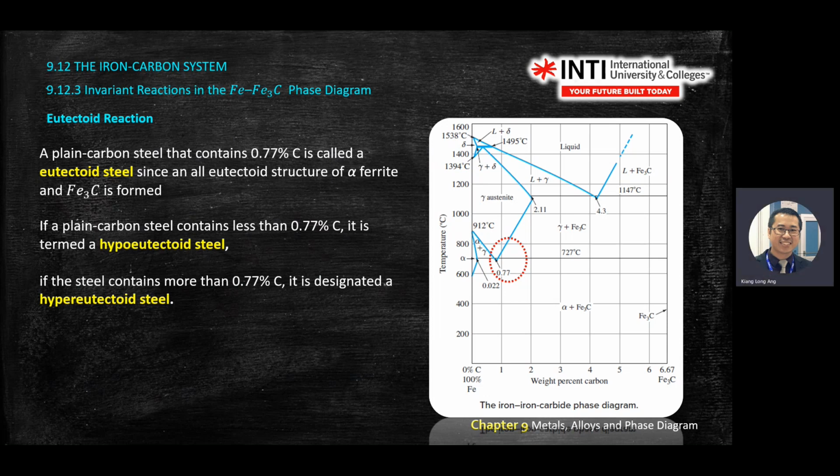So when you have a eutectoid reaction, then you get eutectoid steel. Again you have hypo and hyper. Hypo is less than 0.77%. More than that value, it becomes hyper. Okay, where is eutectoid? Here. On the far left is hypo, and on the right it becomes hyper.